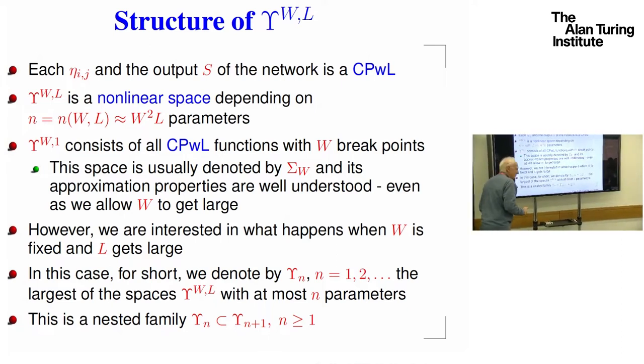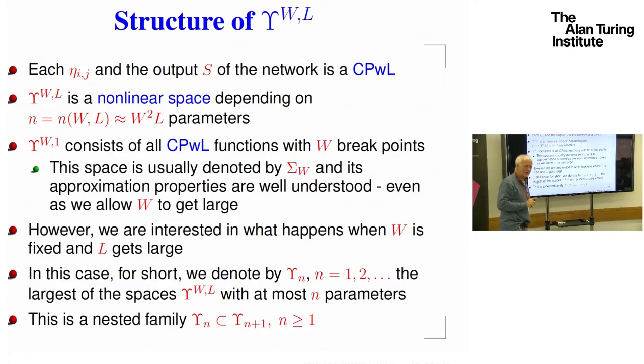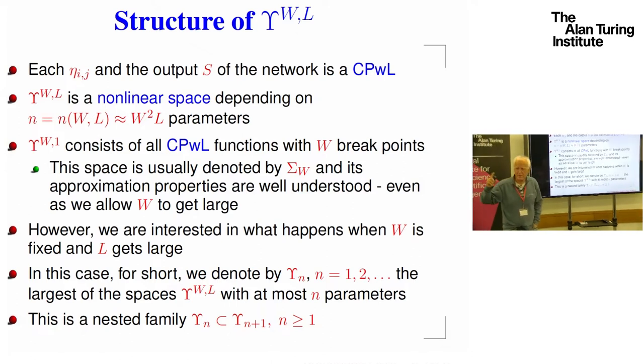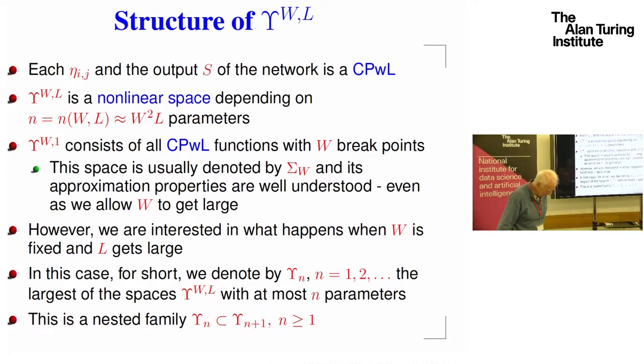And it's a little bit annoying in tech, but Ingrid wanted this symbol, so you have to accommodate that. So this space here is the space where the W is fixed, L is fixed. I look at all outputs, all functions that could be outputted by this network, and that's the space epsilon WL. Everybody clear on that? I don't want to lose anybody at this point.